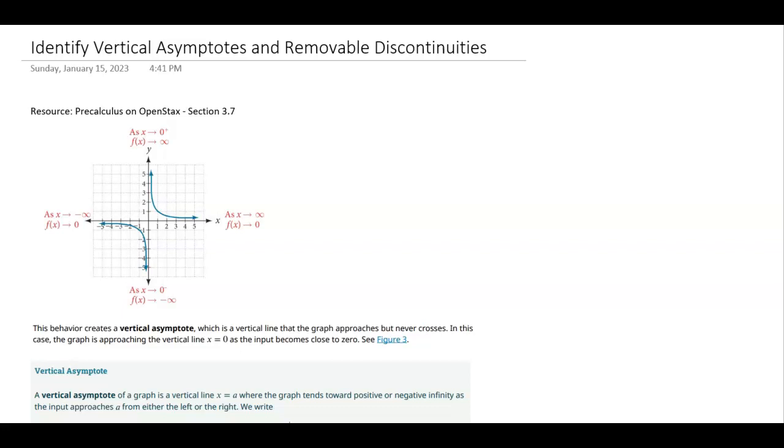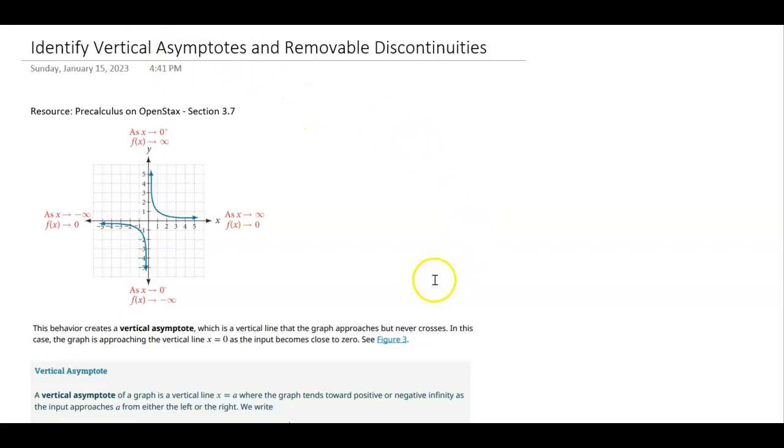Right, this video is going to look specifically at domain restrictions, including vertical asymptotes and removable discontinuities when we have a rational function. So I have the parent reciprocal function here with some arrow notation of what's going on. Notice as x goes to 0 from both the left and the right, the graph never crosses. So it gets really, really close to the y-axis, but it never touches it.